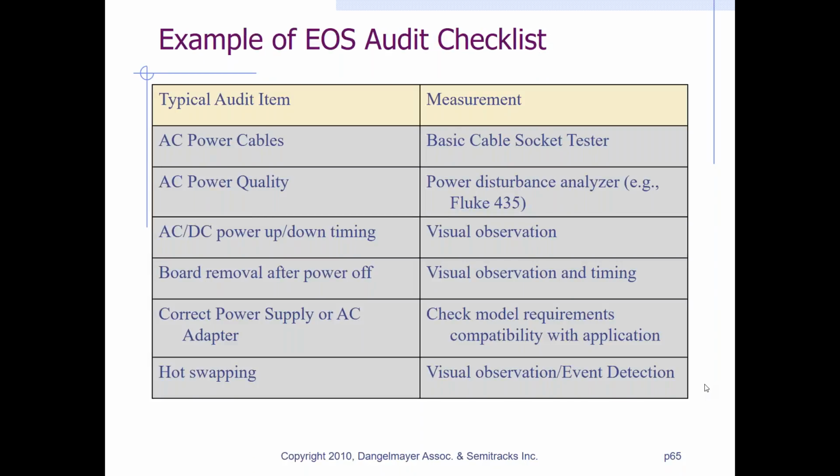There are people in the industry doing this who have audit checklists, what they call an EOS audit checklist, that looks at cables, looks at power, looks at whether the right adapters are being used, monitors, so hot swapping, this sort of thing. This is from an actual company website where they've talked about their particular audit checklist. Next slide, please.